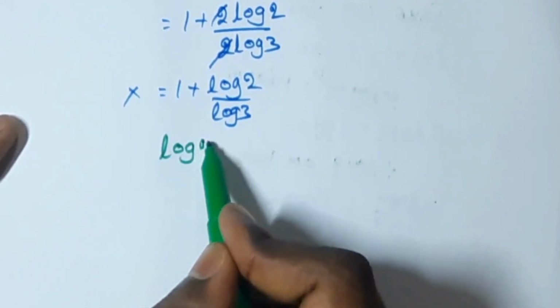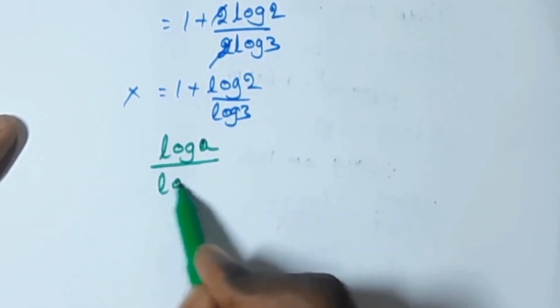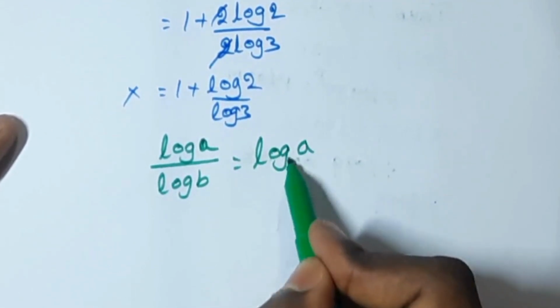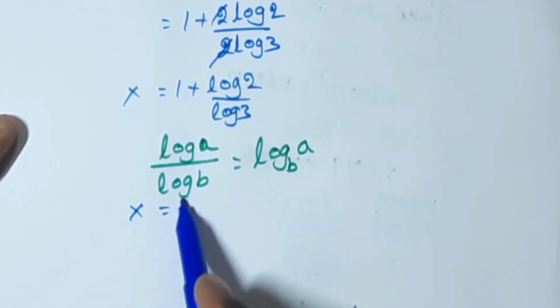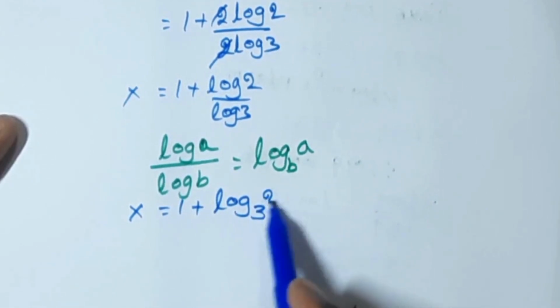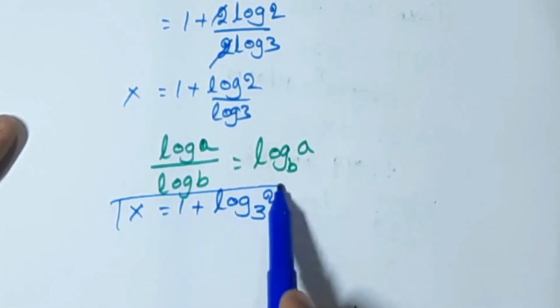Log A by log B equal to log A base B. Now x equal to 1 plus log 2 base 3. This is the x value.